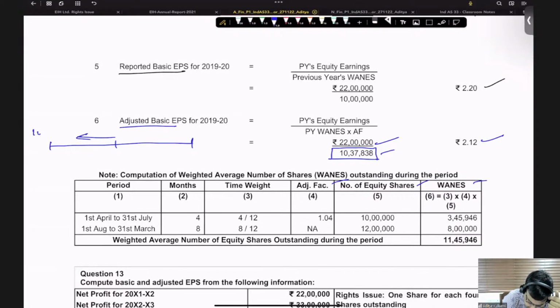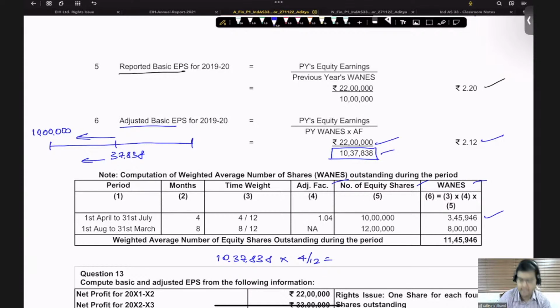So here, as on this date, initially, I had 10 lakh shares, right? And then there is a bonus issue which is happening of 37,838 shares. So I will add this to 10 lakh. So 10 lakh 37,838. This was on 1st of April. The rights issue closed on 31st July. So April, May, June, July, 4 months. So 1037,838 into 4 by 12. This comes to how much?